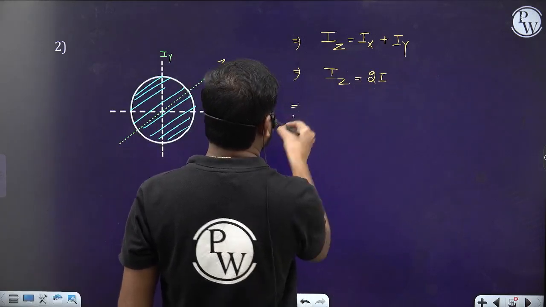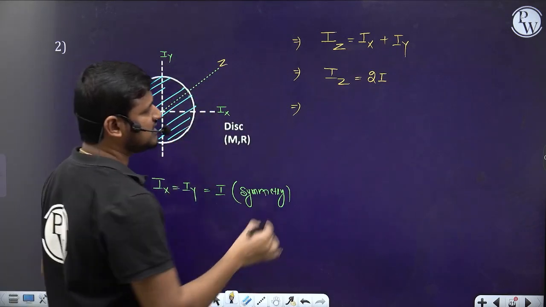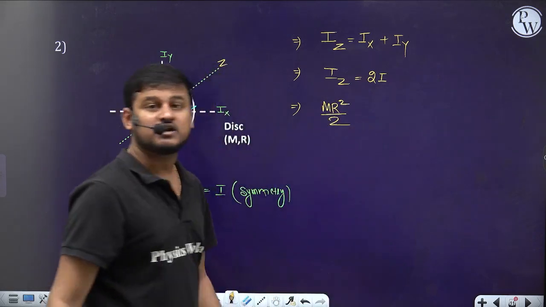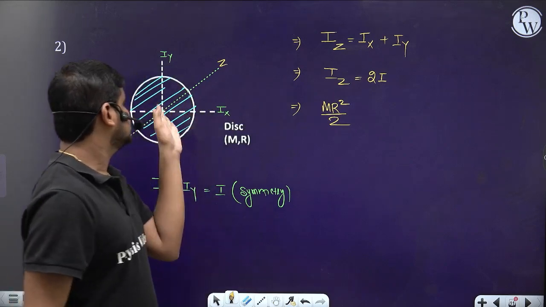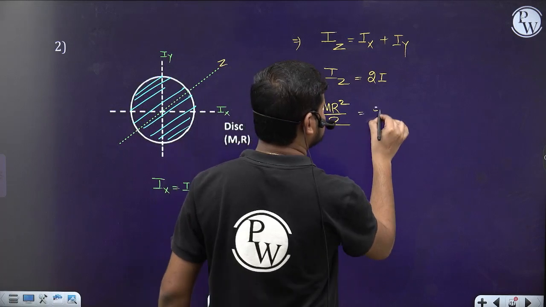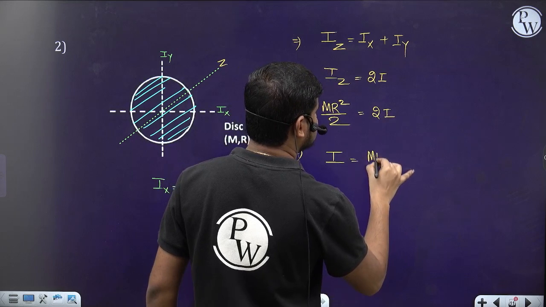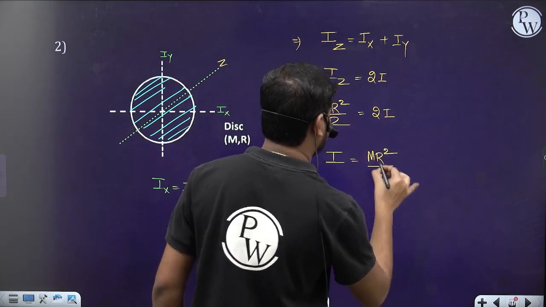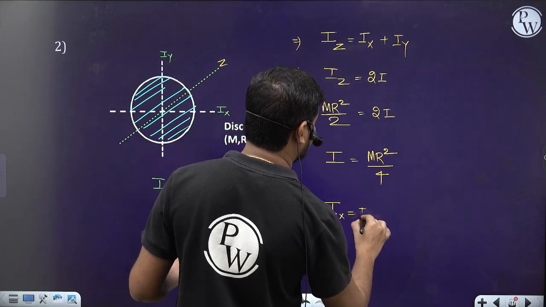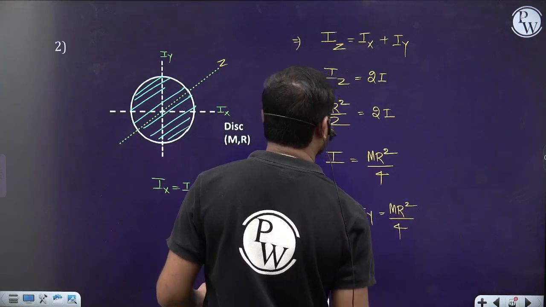For the circular disc we already know the moment of inertia about the z axis. What is that? For the circular disc, mr square by 2. The moment of inertia about its center or z axis, the perpendicular axis, is mr square by 2, which is equal to 2 into I. From here I can write I is equal to mr square by 4. So the moment of inertia about x and y, which we also call the diametrical axis for the circular disc.